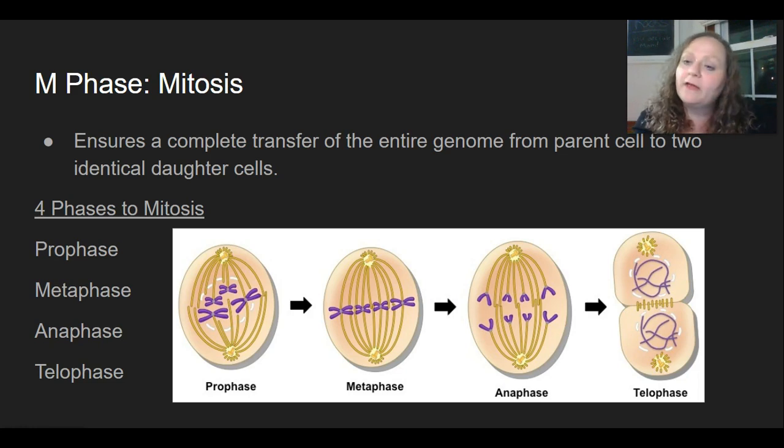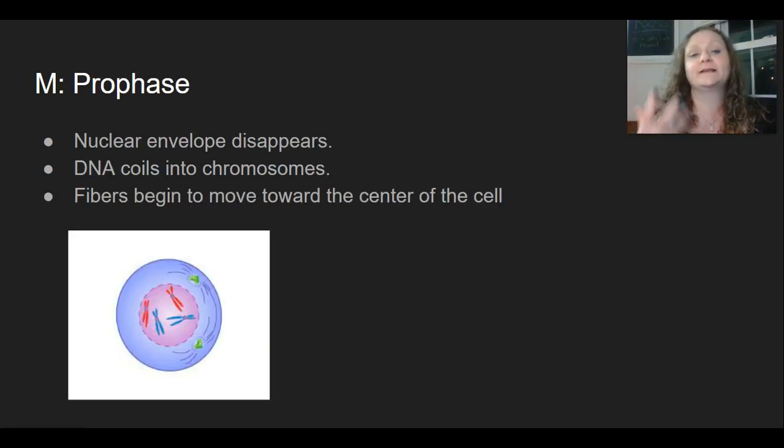So make sure that you are leaving some space in your notes to describe what's happening as well as to draw it. Prophase is the first phase of mitosis. The nuclear envelope begins to disappear, and the DNA coils into chromosomes, as well as spindle fibers begin to show up and move towards the center of the cell.